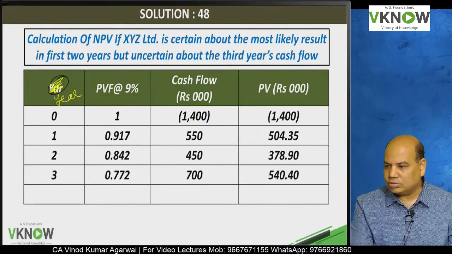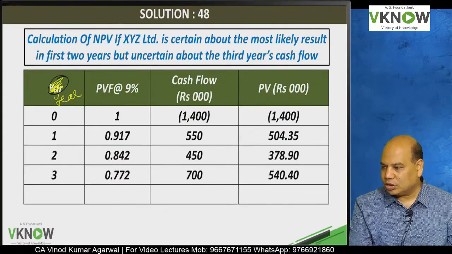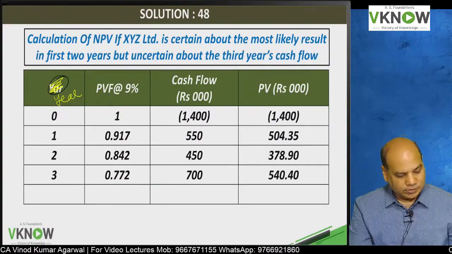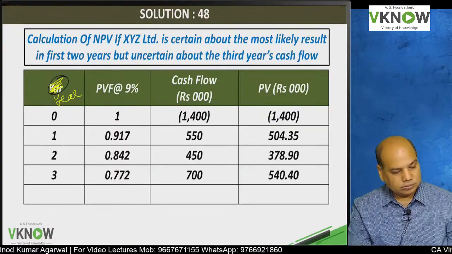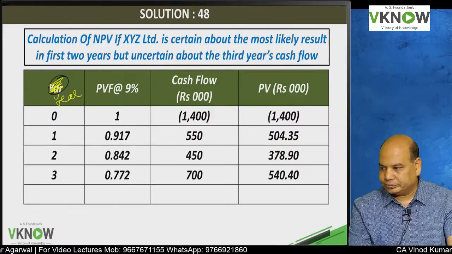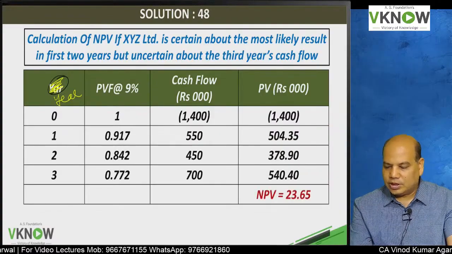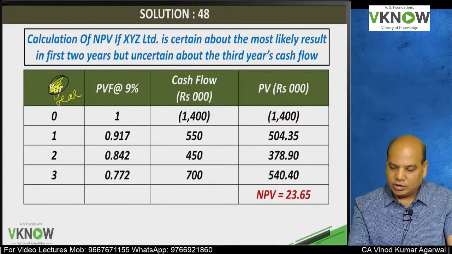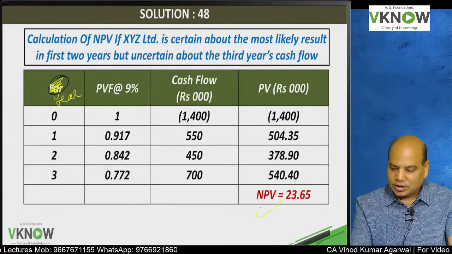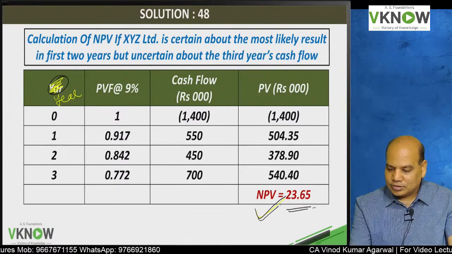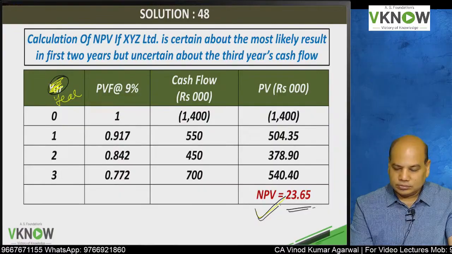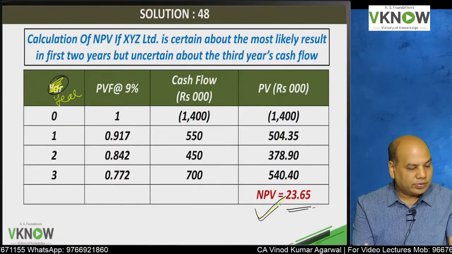Tell me the total now. Tell me the total quickly. Last column total. What is the NPV? One student has replied 23.65. Very good. Amazing. Some of the students are really good. 23.65 is right. So this was the answer of this question.